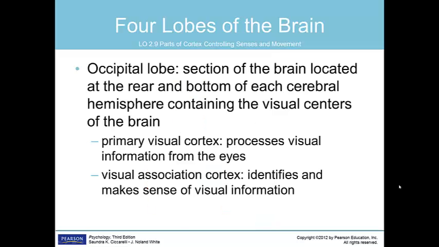The occipital lobe is a section of the brain located at the rear and bottom of the cerebral hemisphere. It contains the visual centers of the brain. It has the primary visual cortex in that it processes visual information from the eyes, like color recognition. It also is the visual association cortex in that it identifies and makes sense of the visual information. Because of the occipital lobe, we can read and then comprehend what we just read.